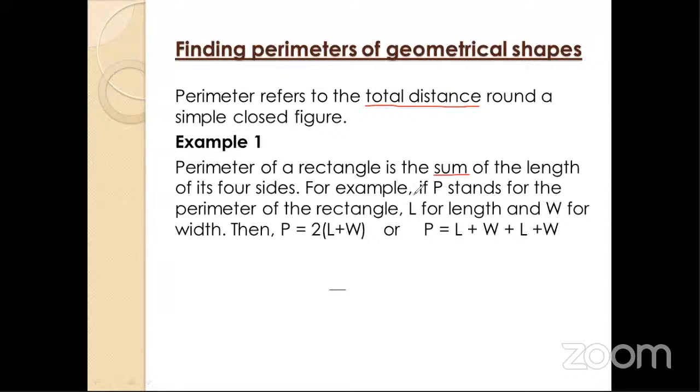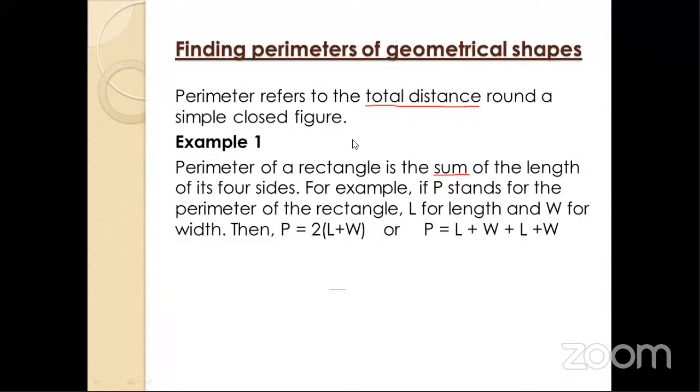So here, for example, P stands for the perimeter of the rectangle, L for length, and W for width. A rectangle has 4 sides, but the sides have their own names because they are different in size. For example, length is different from width. The width is shorter than the length, but the length is longer than the width.